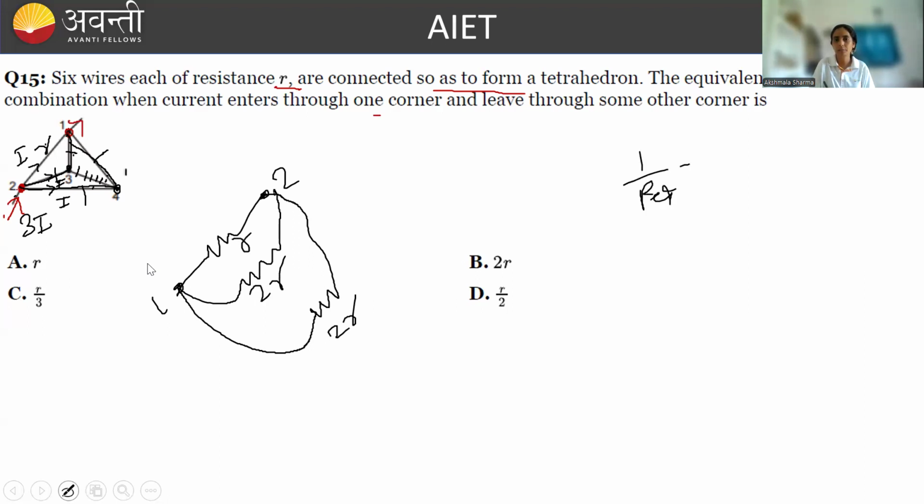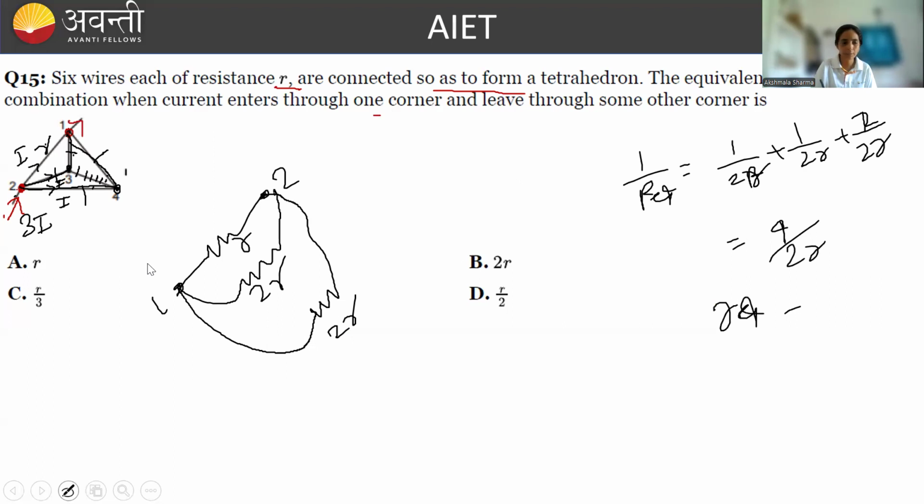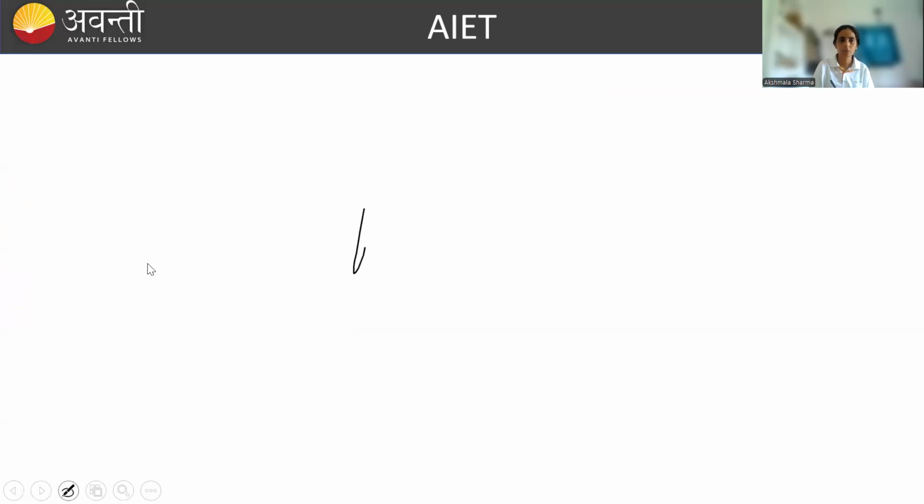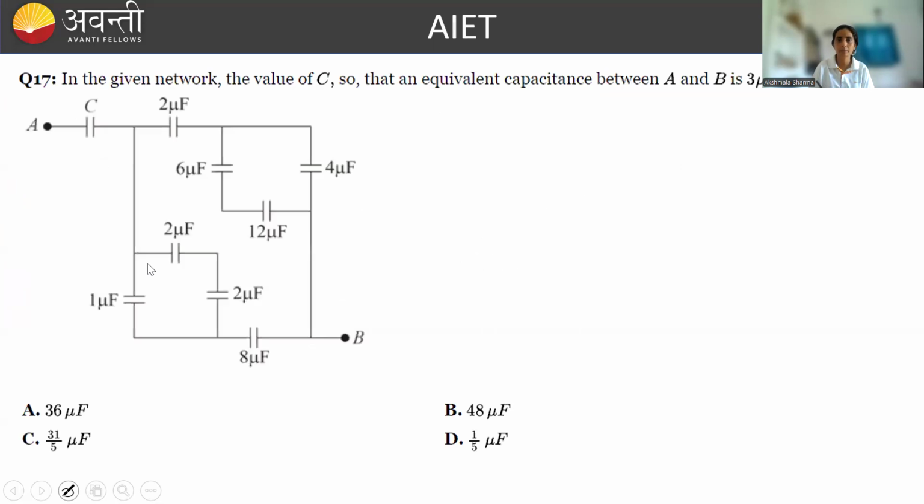1 by r equivalent, if you are going to write, then 1 by 2r plus 1 by 2r plus 1 by r. ठीक है, इसको आप 2 कर दो. So this will become 4 by 2r. So r equivalent is your what? 2r by 4. So this is r by 2. So the खेल is all of geometry and symmetry. And that symmetry is because of this geometry. It is quite symmetrical, है ना. So आंसर क्या आया इसका? आंसर आया हमें D. चलो आगे करते हैं.